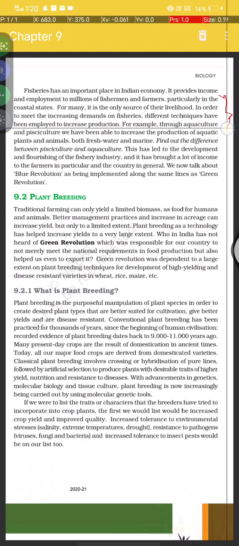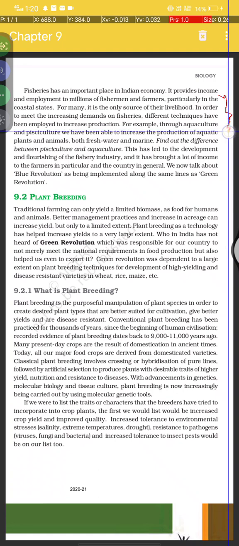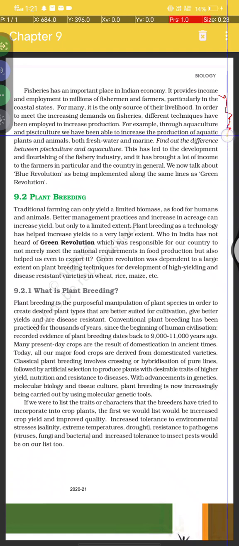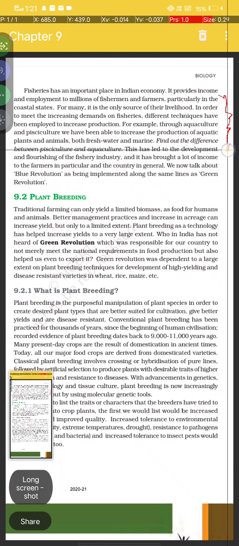employed to increase production. For example, through aquaculture and pisciculture, we have been able to increase the production of aquatic plants and animals, both freshwater and marine. Find out the difference between pisciculture and aquaculture. Okay, so this will be your homework also, which you have to write and bring, okay.